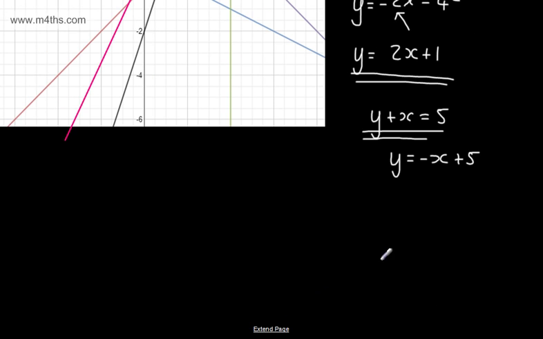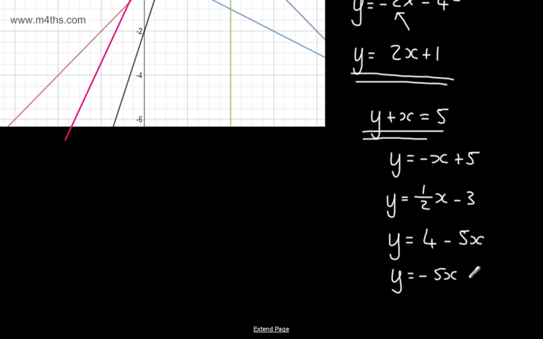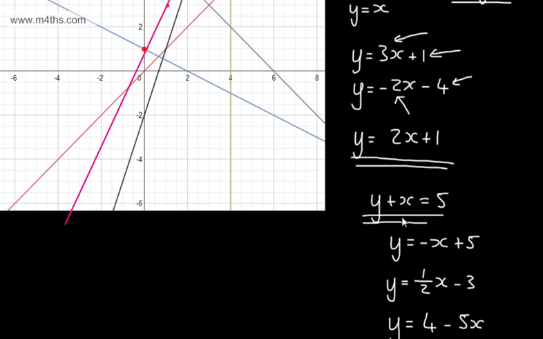If we had, for example, y is equal to 1/2 x minus 3, we've got a gradient of 1/2 and a y-intercept of minus 3. If we had y is equal to 4 minus 5x, we could rewrite this as y is equal to minus 5x plus 4. We have a gradient of minus 5 and a y-intercept of positive 4.